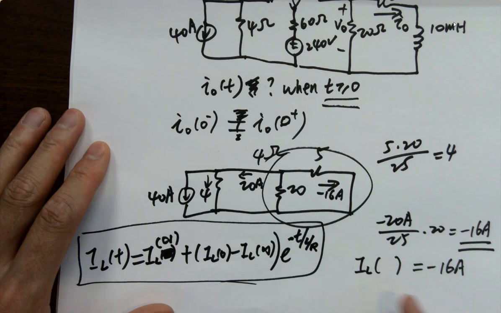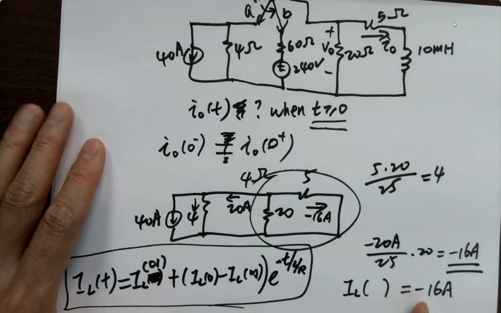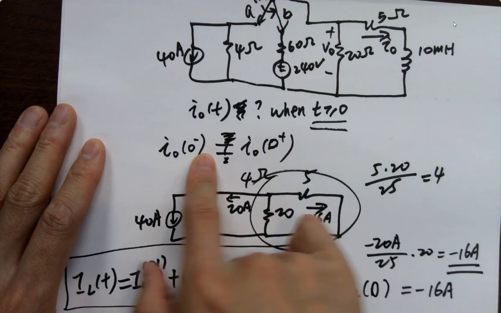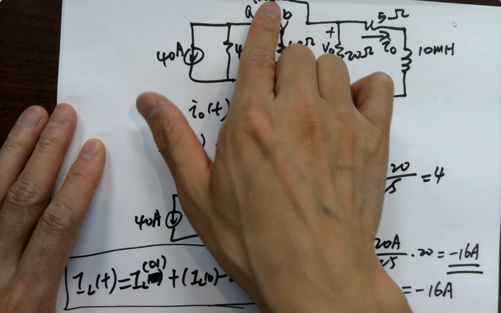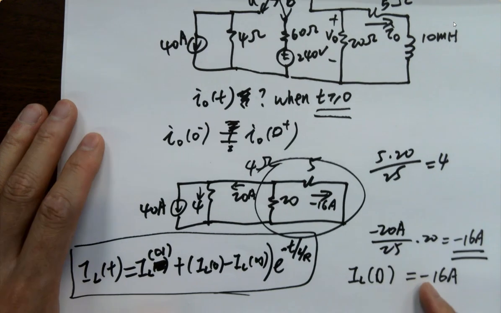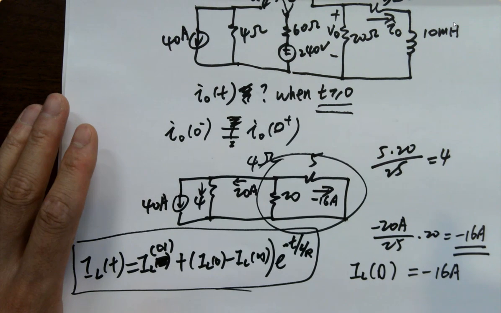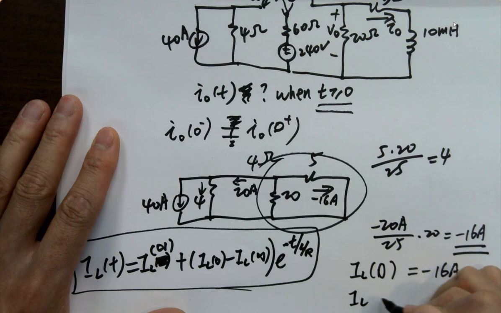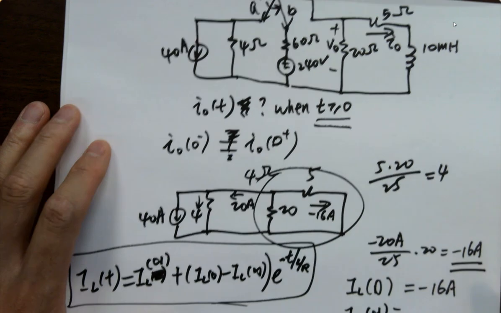So what do we have now? IL(0). Just did it. When it was over here, we got a current. IL(0) is calculated already. We just need to know three parameters. One of them is already done. So next, IL(infinity). What is that? How to find it?